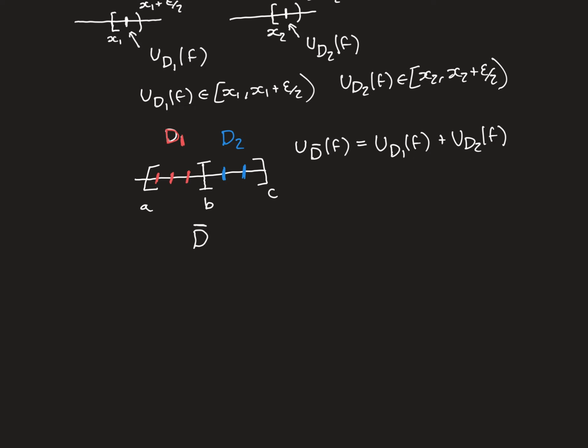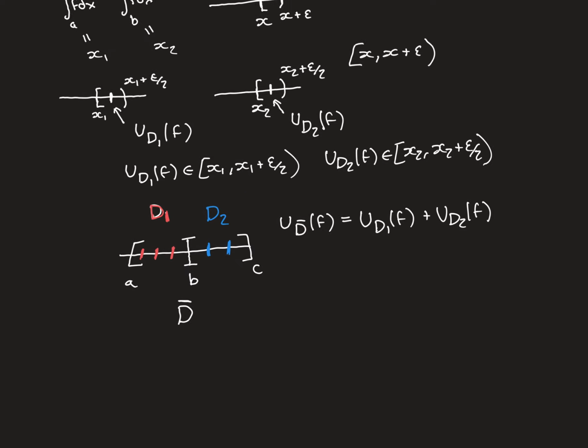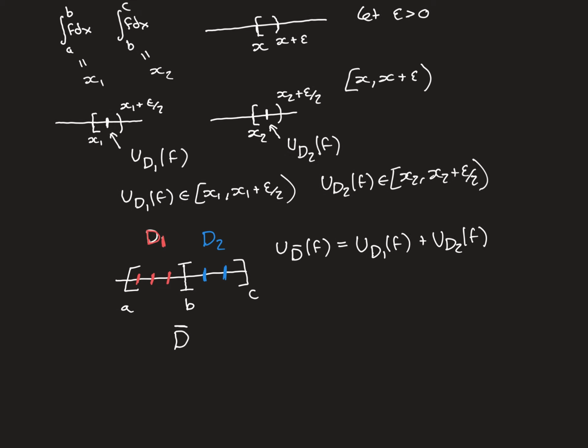Now my next claim is that this upper Riemann sum over this combined dissection D bar is going to be in my desired interval from x to x plus epsilon. Now why is that the case? Well, it's because I know something about where these two values lie. This one lies inside this interval, and this one lies inside this interval. So when I add them together, I can say something about what this value is going to be.